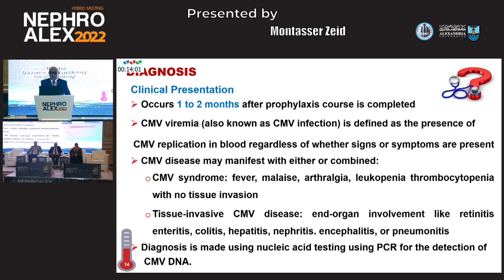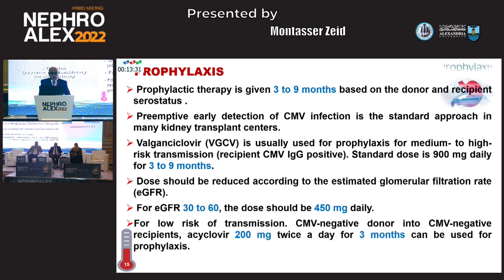CMV viremia is defined as the presence of CMV replication in blood regardless of whether signs or symptoms are present. CMV disease: CMV syndrome, fever, malaise, arthralgia, leukopenia, thrombocytopenia with no tissue invasion, and tissue invasive CMV disease with end organ involvement such as retinitis, enteritis, colitis, hepatitis, nephritis, encephalitis, or pneumonitis. And of course, diagnosis is by PCR for detection of CMV DNA. Prophylaxis, as mentioned, is given for 3 to 9 months based on the donor and recipient serostatus.